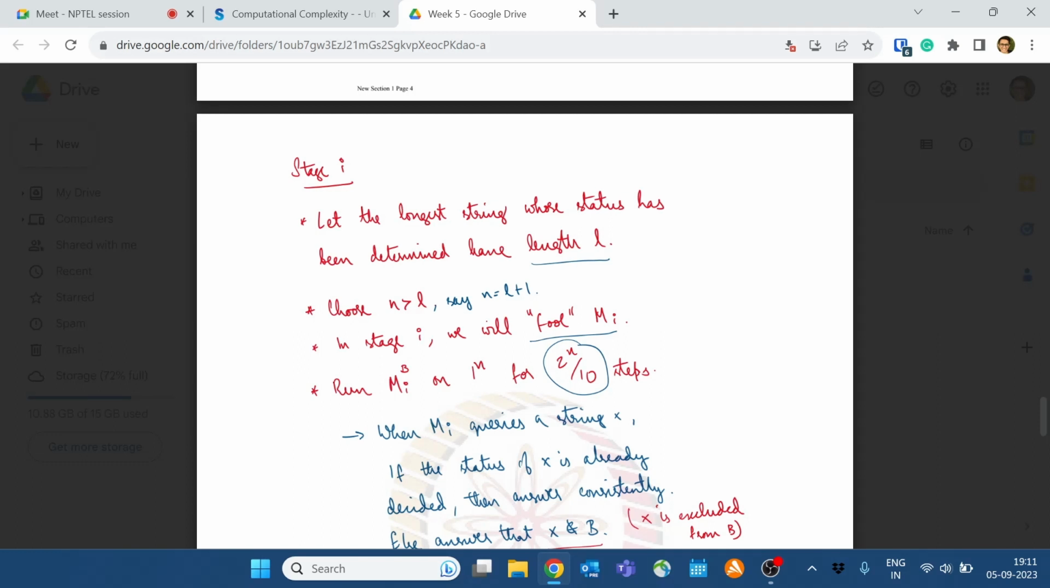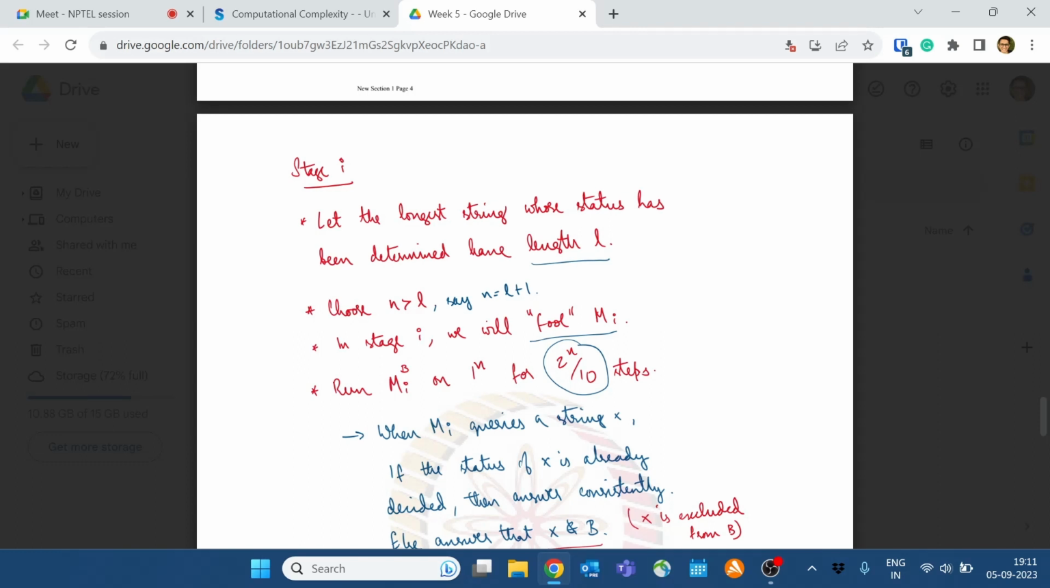Yes. But this is not possible because in the subsequent iterations, n would always be greater than the earlier lengths. We are always increasing the length of the string. So smaller length strings are always there as they are. Exactly. They are not changing. Yes, and we are failing for those at every stage in the future. Right. Okay, so I got that.